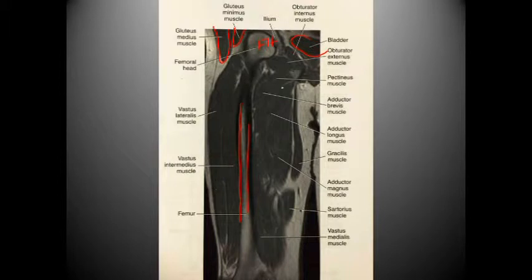And we have the vastus lateralis muscle, the vastus intermedius muscle, we have the adductor brevis muscle, the adductor longus muscle, the adductor magnus muscle, the sartorius muscle, and the gracilis muscle.